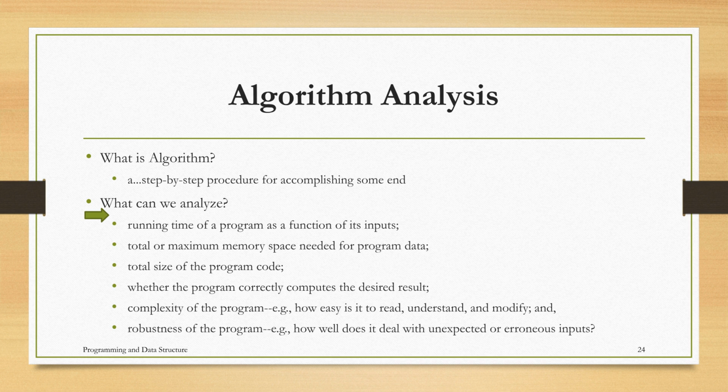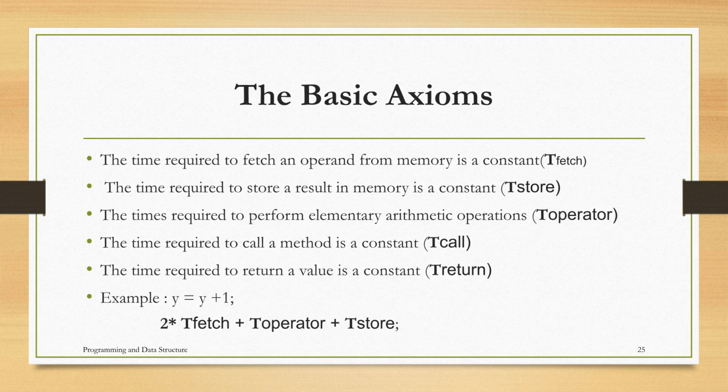An algorithm is a step-by-step procedure to achieve an end. We analyze its running time, memory, code size, correctness, complexity, and robustness. The basic axioms define constant times for memory operations like fetching and storing operands, elementary arithmetic, and method calls or returns. For example, y equals y plus 1 involves two fetches, one operator, and one store.